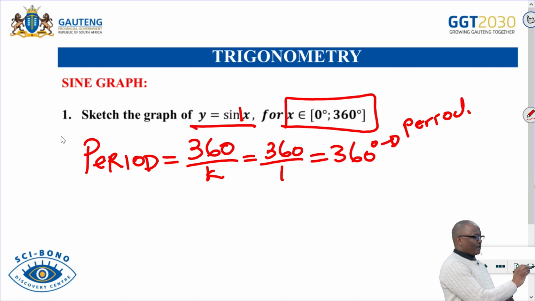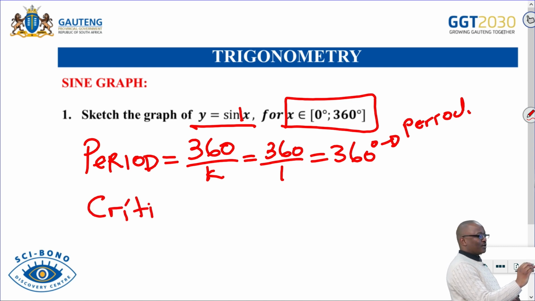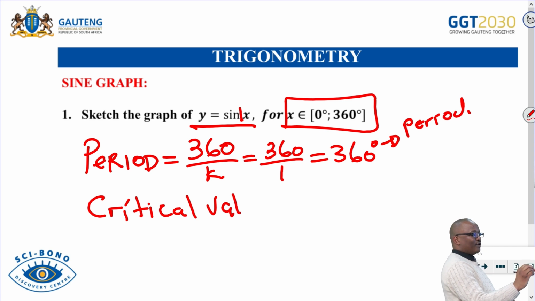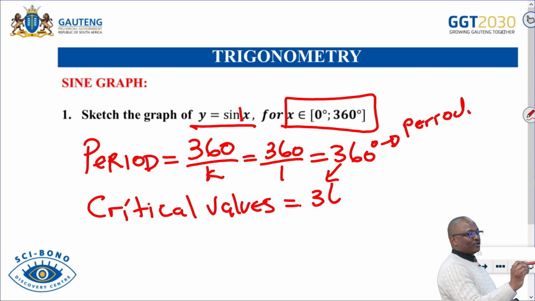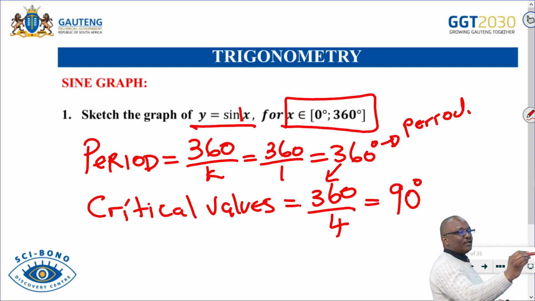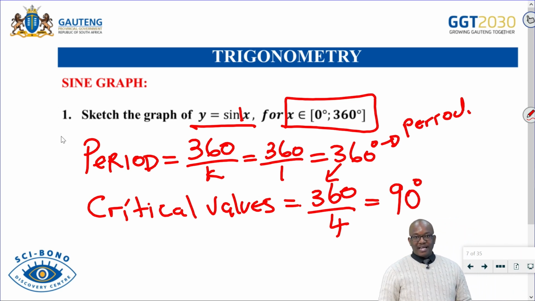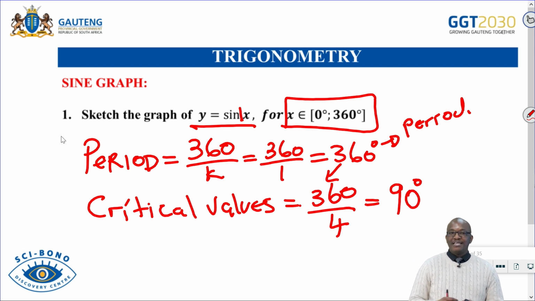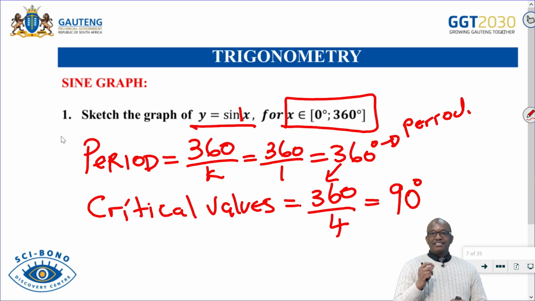Then from there, we have to also get what we call critical values. Correct. Critical values, you will always take your period and you divide it by 4. If you say 360 divided by 4, you are going to get 90. And now 90 is your critical value. It means the interval from 0 to 360, they will go with 90, 90, 90, and 90 altogether.